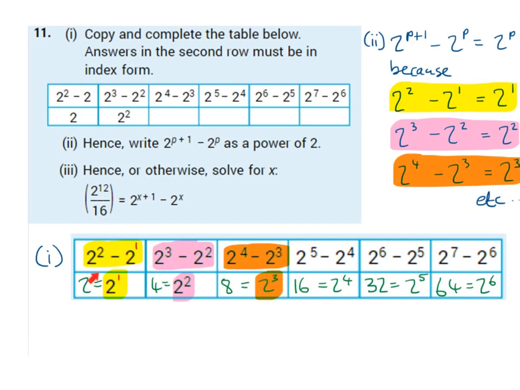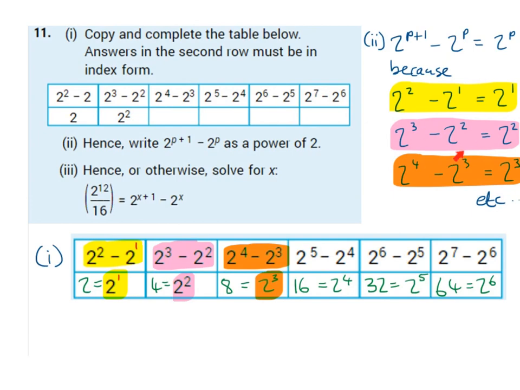So in the first column, we had 2 squared minus 2 to the power of 1 equals 2 to the power of 1. So we can write it out here. 2 to the power of 2 minus 2 to the power of 1 equals 2 to the power of 1. In the second column, we had 2 to the power of 3 minus 2 to the power of 2 gives us 2 to the power of 2. So I've written that out here. And in the third column, we had 2 to the power of 4 minus 2 to the power of 3 gives us 2 to the power of 3, which I've written here. We don't need any more. We'll see the pattern in the 3 that we have here, but if you wanted to, you could do the same with the last 3.